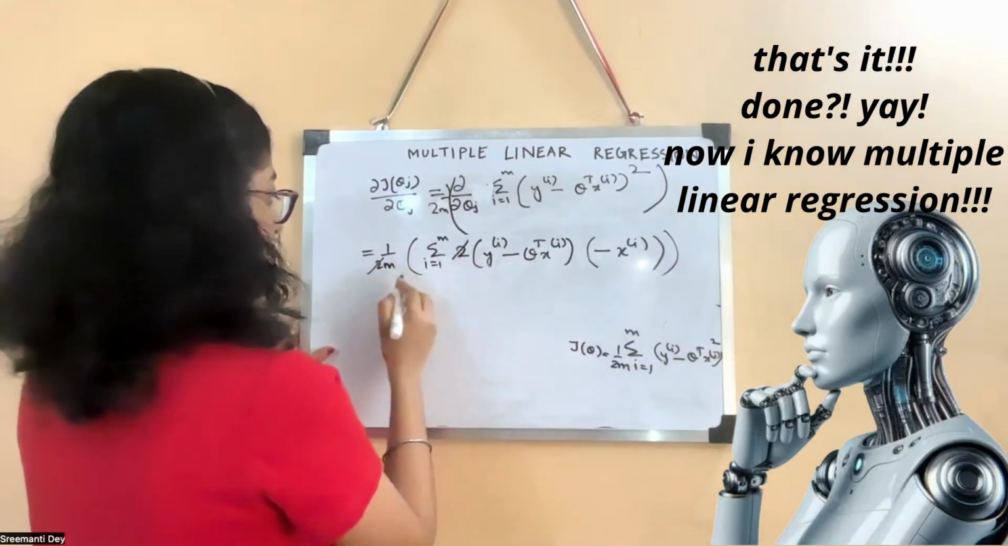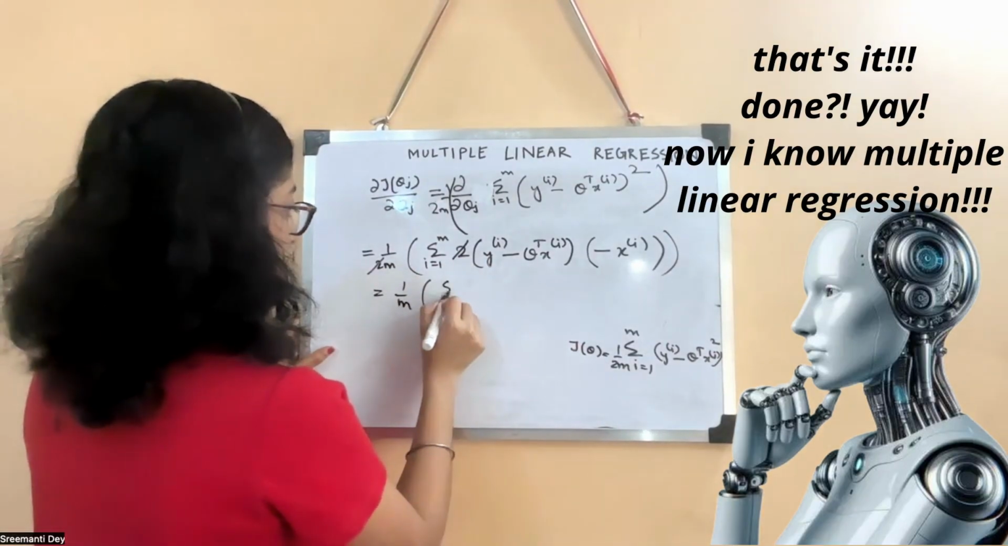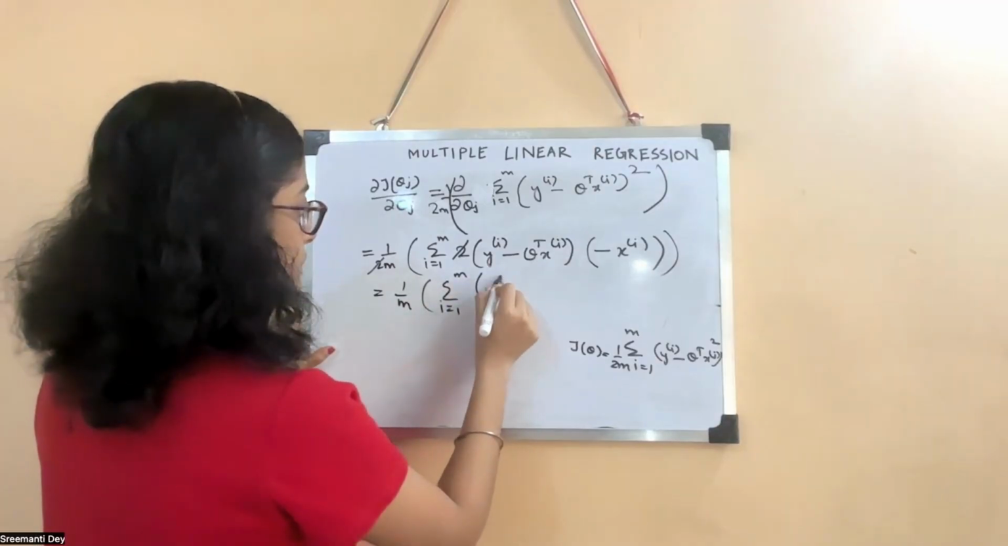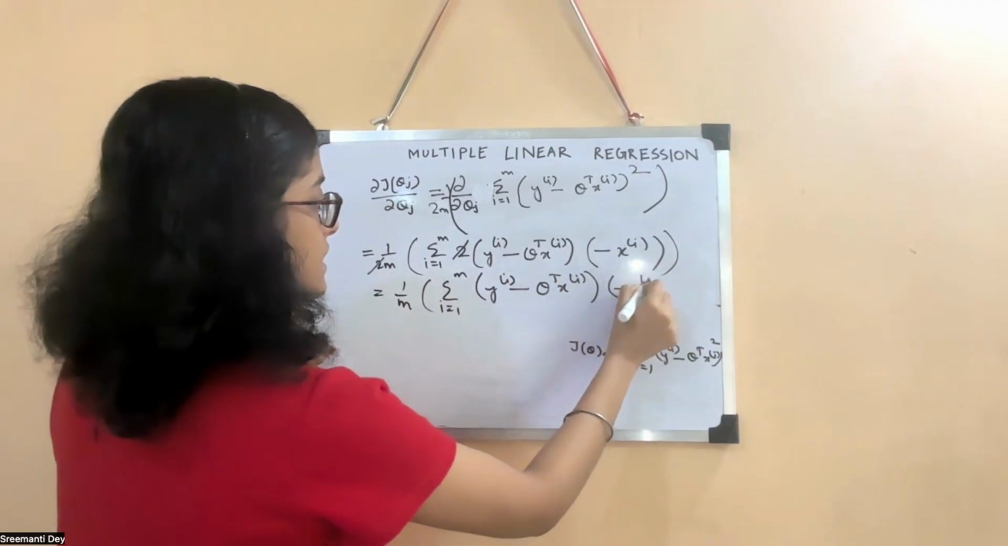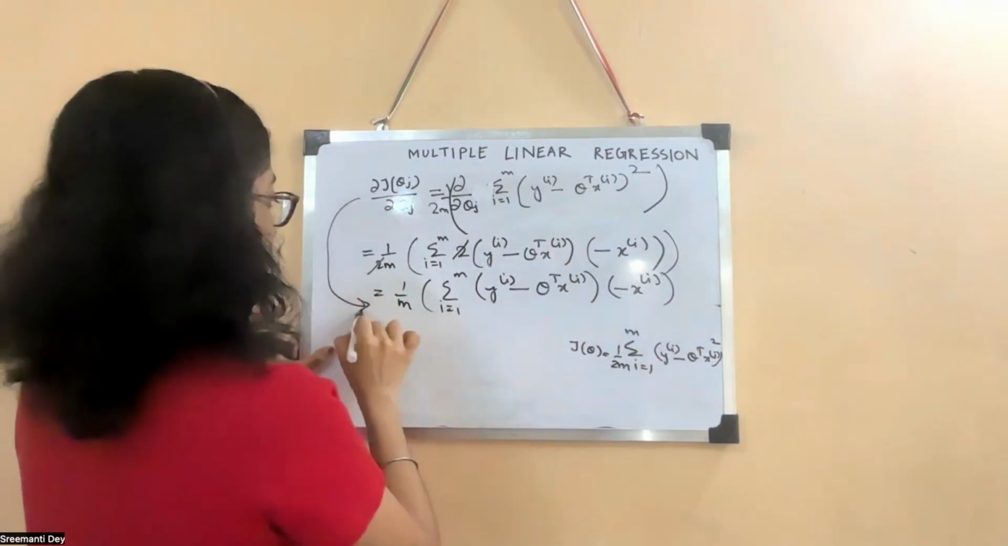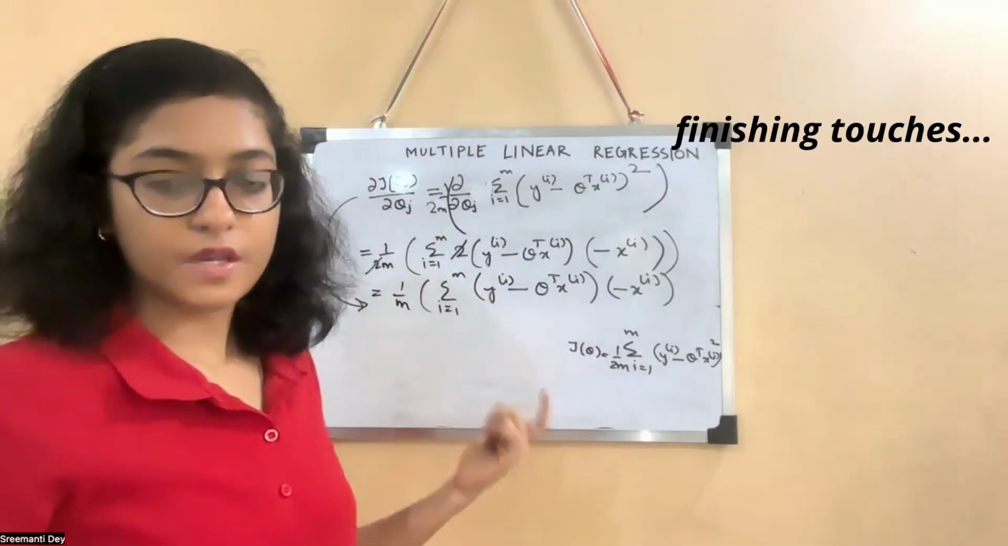So now we are done. Just remember this: 1 upon m, summation i equals 1 to m of (yi minus theta transpose xi) times minus xi. This is the formula that you need to remember, and we are done.